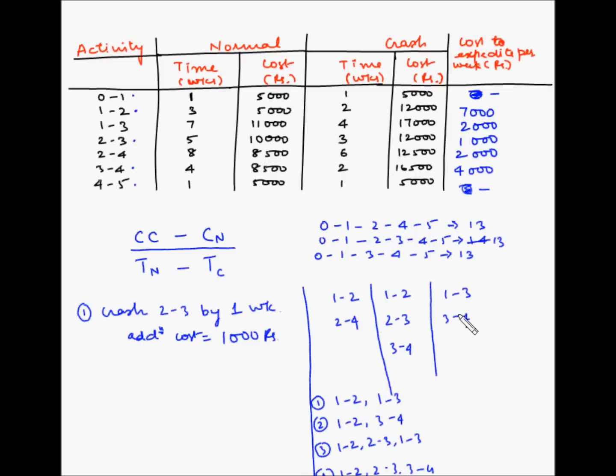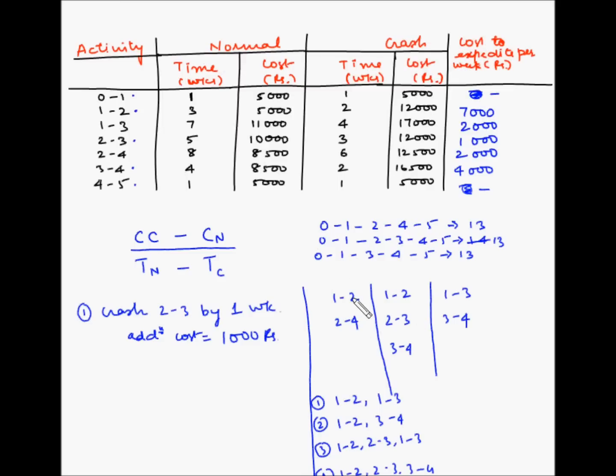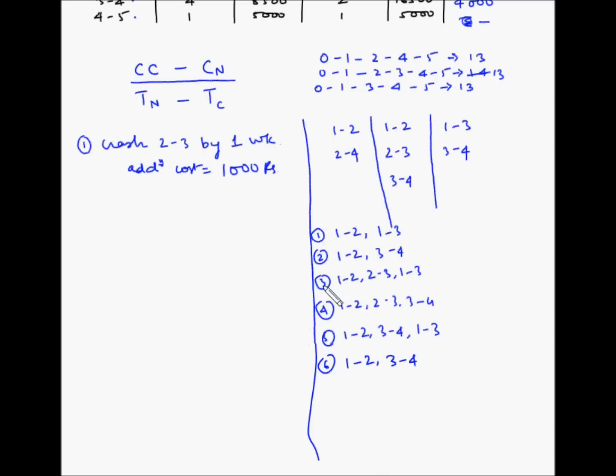Now we'll go to the next one on the last path, which is 3 4. So 1 2, 3 4 and 3 4. So now in this 3 4 is common, so if we crash 3 4, both the paths will have the same amount of reduction in the duration. So we have 1 2 and 3 4. But I see that 1 2 and 3 4 has already been done as part of a different combination. So it's the same, so we can actually cancel this one.